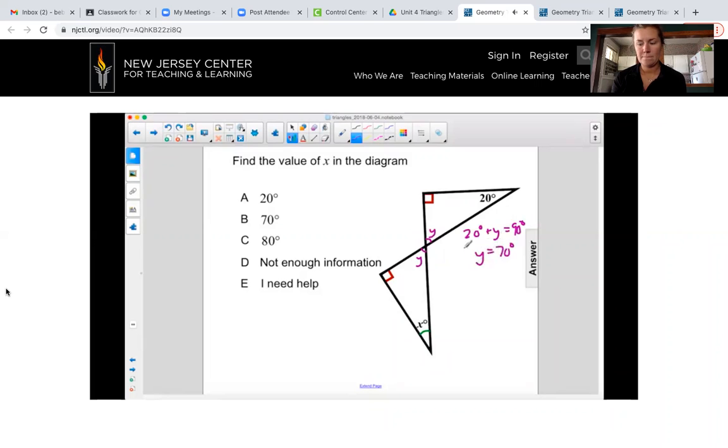Now, this y is the same y that's here. Therefore, this angle is 70 degrees. Now, we have a triangle here, a right triangle. So these two angles here are complementary. Therefore, we have 70 degrees plus x equals 90 degrees. That makes x equal to 20 degrees. So x equals 20 degrees, A.